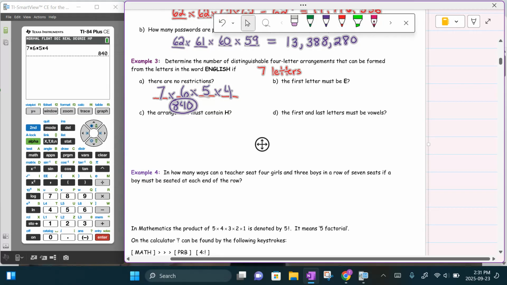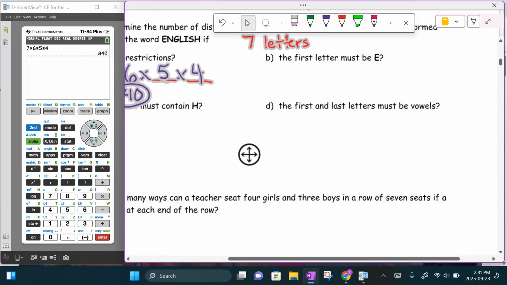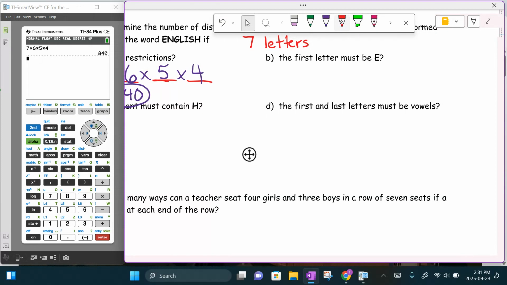Okay, so next one, I'm adding more restrictions as we go. So this one I'm saying the first letter must be an E. So it's still a 4-letter arrangement. So 1, 2, 3, 4. So if this one has to be an E, that's the only thing I'm saying. The rest, I don't care which tiles they are. So the first one has to be an E. How many choices do I have for tiles in that position? 1. Now, does it matter where I go next? No.